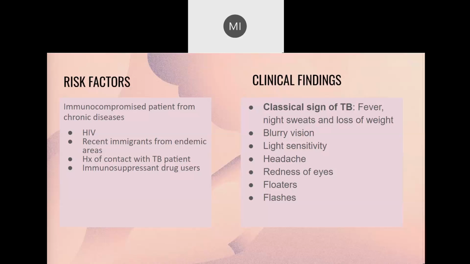As for clinical findings, it is important to note that they are not limited to intraocular signs only, since TB is a systemic disease with multiple organ involvement. Thus, as a practitioner, we need to elicit the classical signs of TB, such as fever, night sweats, and loss of weight. Commonly reported ocular symptoms are blurring of vision and light sensitivity. Other complaints may include headache, redness of the eyes, floaters, and also flashes. Okay, next slide.